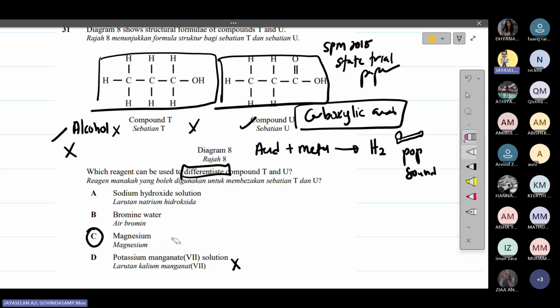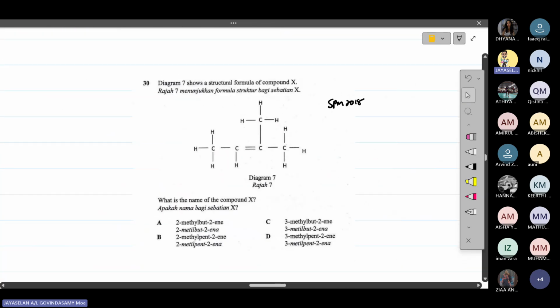Any question? This one really cannot. If this had acidified potassium manganate(VII), alcohol would react, and you can see the purple solution turns colorless. This one will not react because they didn't put acidified potassium manganate(VII), so no reaction. Any question? No question. Okay, we go for our last question.